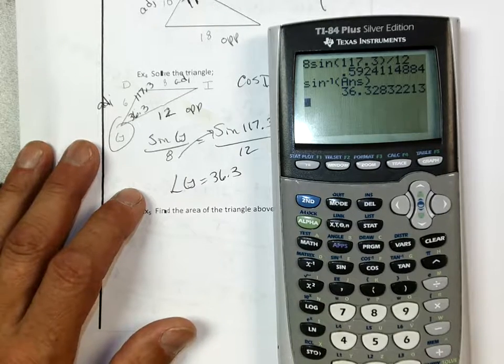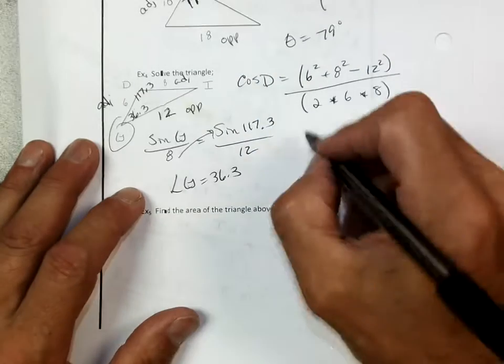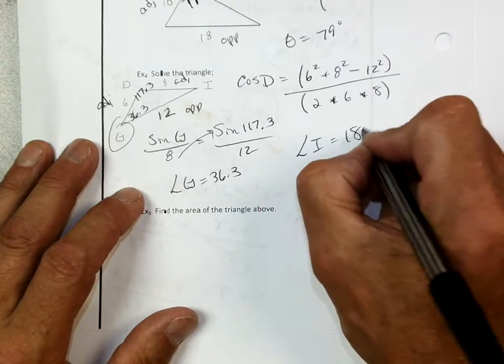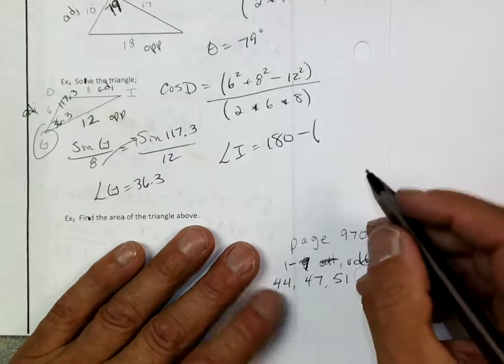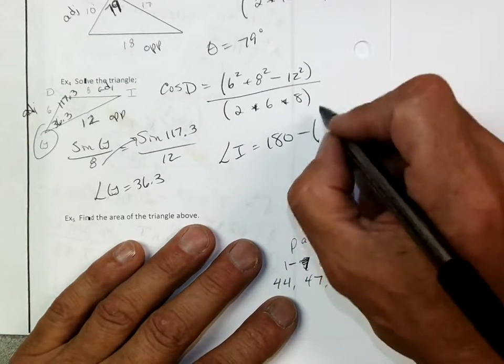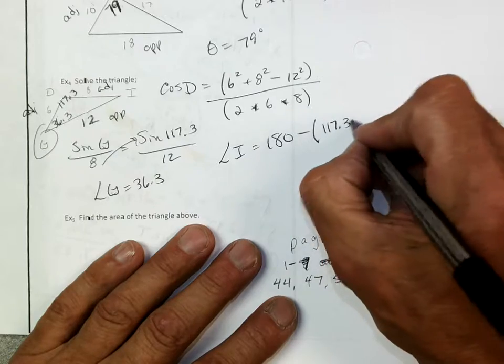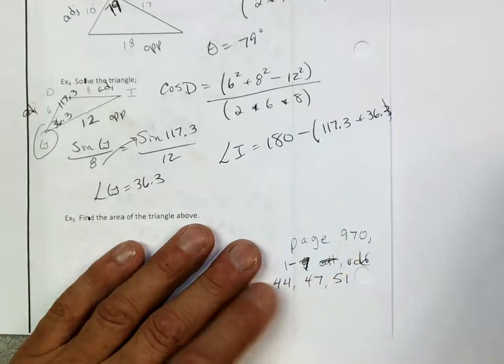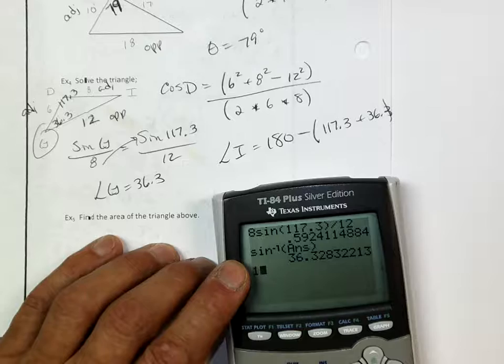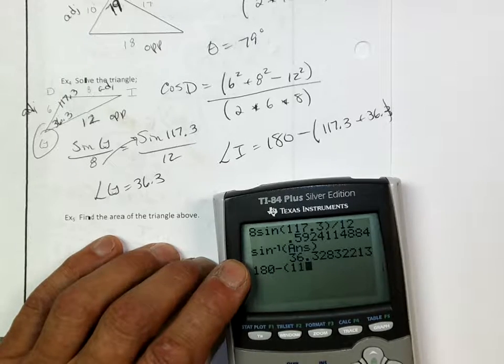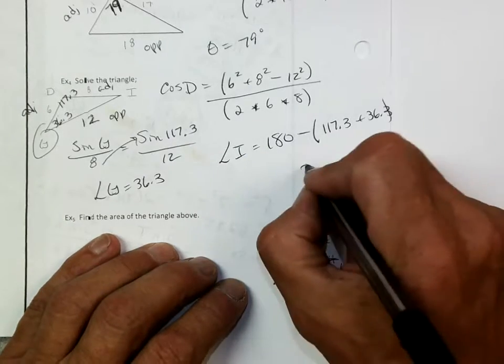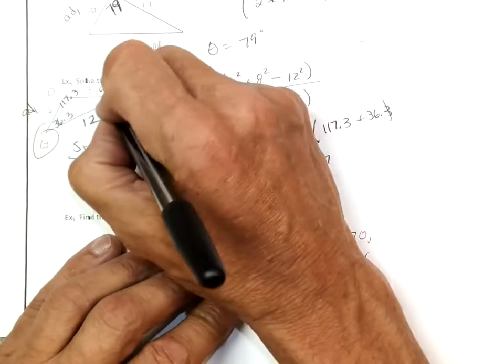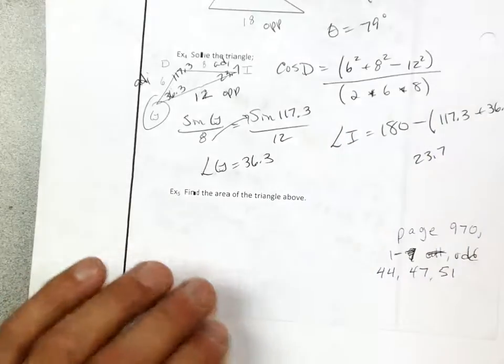What about angle I? What about angle I? Yeah, add them up, subtract from 180. I totally agree. I go angle I just be 180 minus parentheses, let's see, that's 117.3 plus my 36.3, right? Anybody get that answer yet? 23.7. What'd you get, 23.7? Yeah. Okay. Okay, now, finally the area.